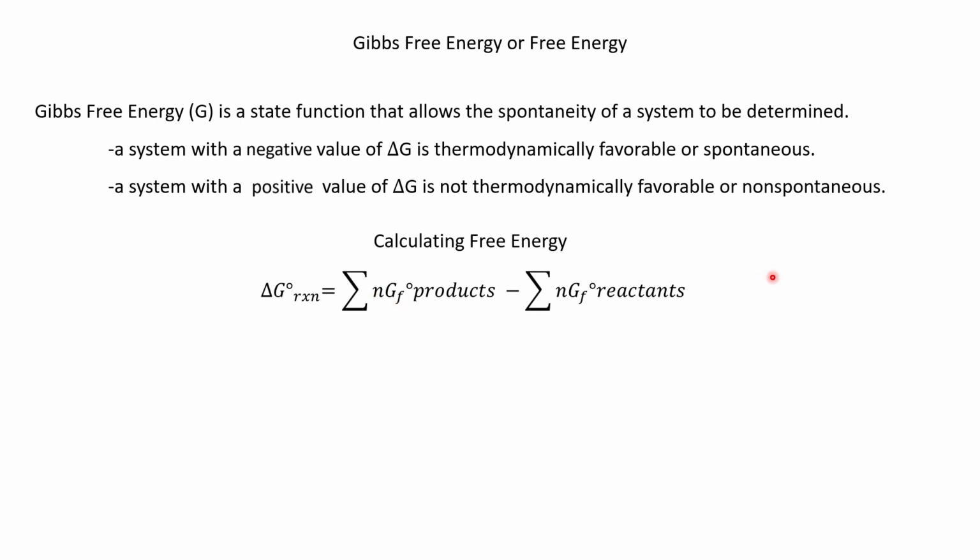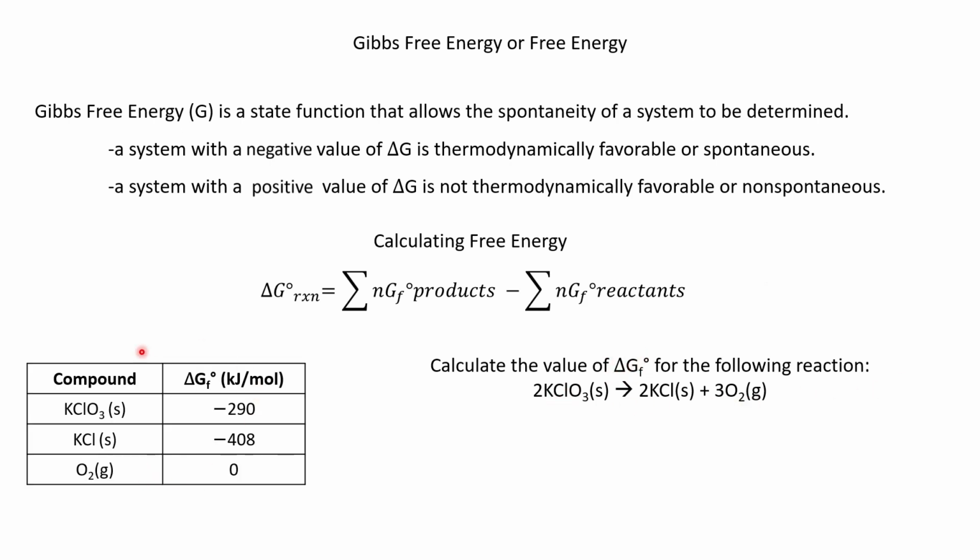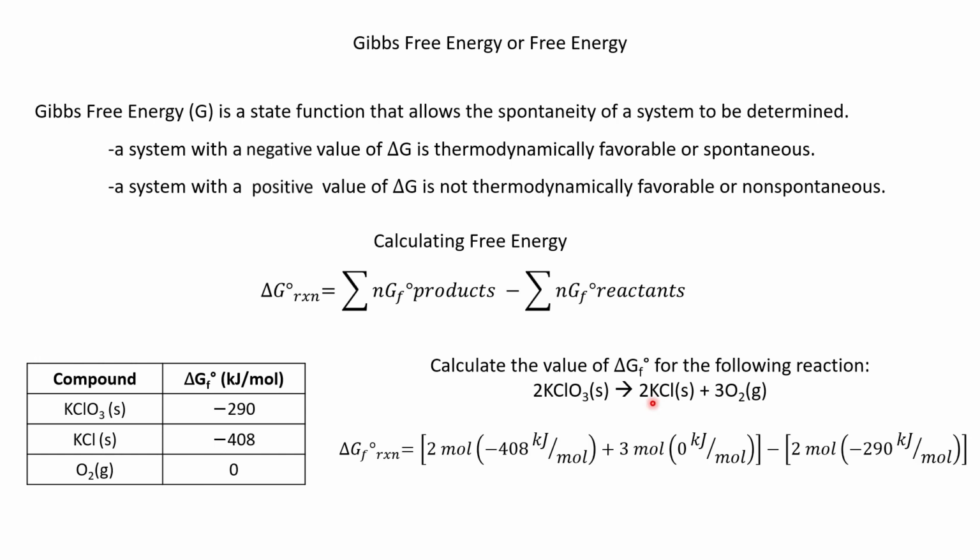So let's calculate the value of delta G for this reaction right here. Here is my table of Gibbs free energy. I just need to make sure that I plug these in the correct spot. My products are potassium chloride and oxygen, so just finding these in my table. Here we go right here. And Gibbs free energy, very much like enthalpy, if you have an element in its elemental state, like here we have oxygen as O2, its value for delta G will be 0.